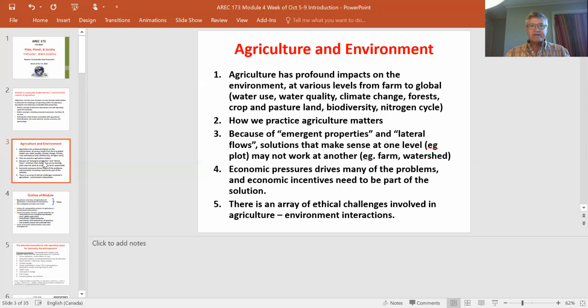The third thing is that there are ecological processes and principles at play, including emergent properties and lateral flows, which mean that a solution which may make good sense from, say, a farm scale, for an individual farmer making a decision, this is what makes sense for them, may not make sense at another scale, even at the plot scale, or at the scale, say, of a watershed or a nation or an ecosystem, or at the global scale.